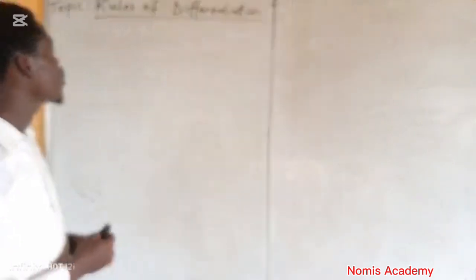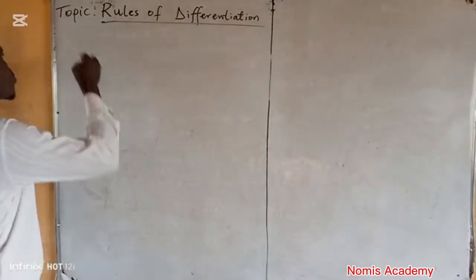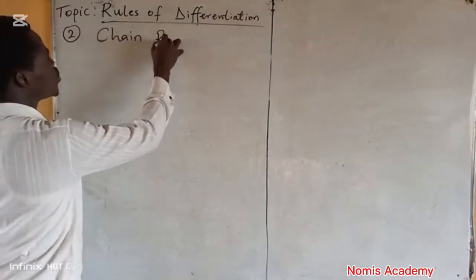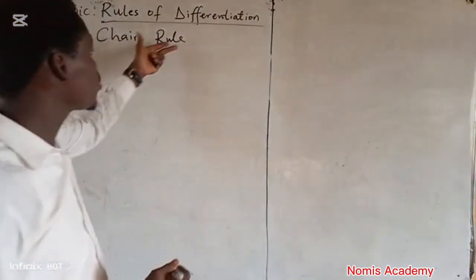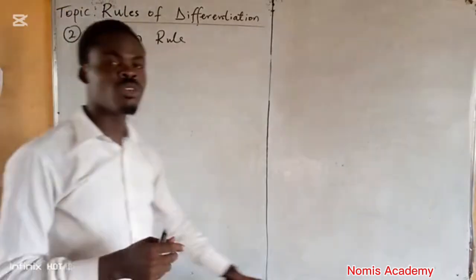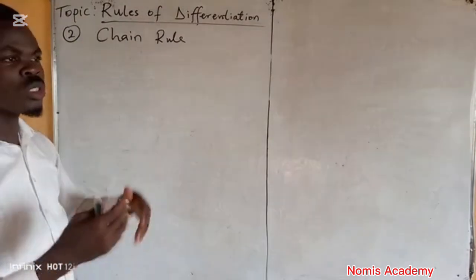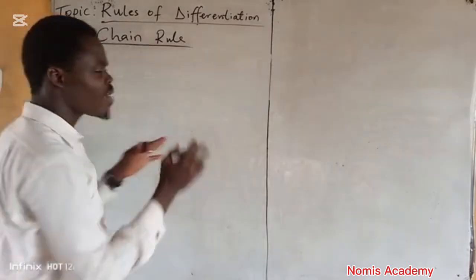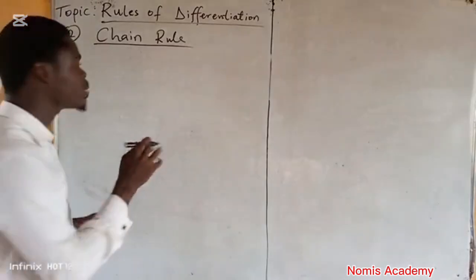In this video, we are also going to learn the rules of differentiation number 2, which is the chain rule. In the previous video, I explained the first rule of differentiation, which is the sum and difference rule. In this video, we are going to learn how to use the chain rule to solve problems. Now, the chain rule is used whenever we encounter a function of a function. That is, a function in this form.